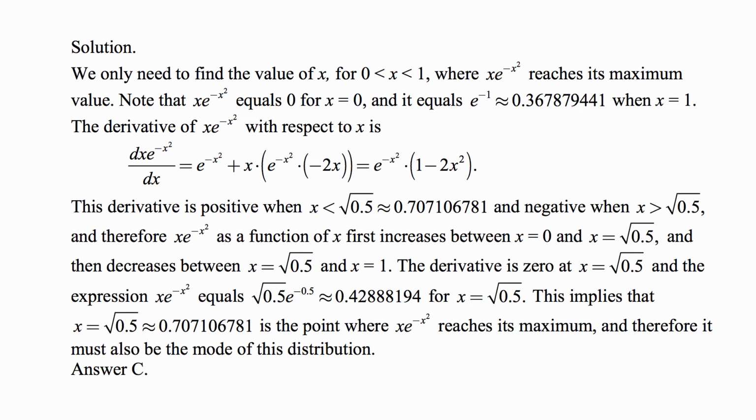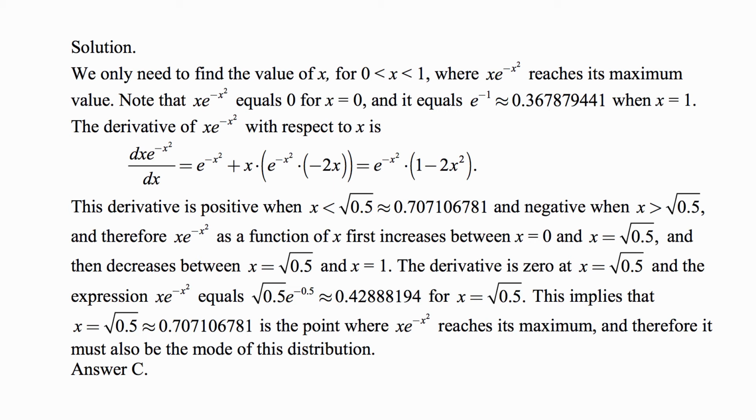Well, the derivative is 0 when 1 minus 2x squared is equal to 0. And of course that happens when x is equal to square root of 0.5, because it is equivalent to x squared equal to 1/2. So the derivative is positive when x is less than square root of 0.5, and negative when x is more than square root of 0.5.